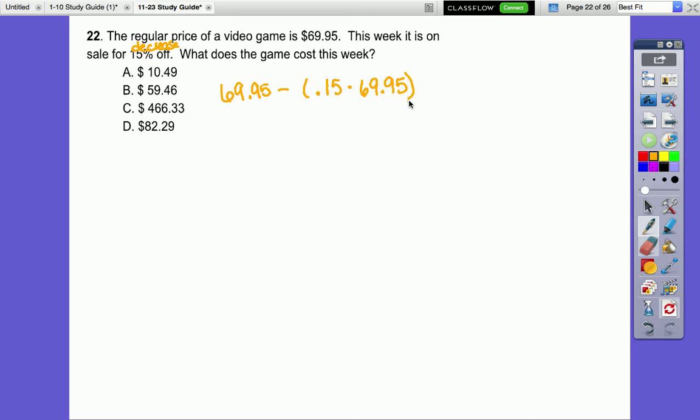So that is 15% of $69.95, which is $10.49. So you're going to subtract that from $69.95.